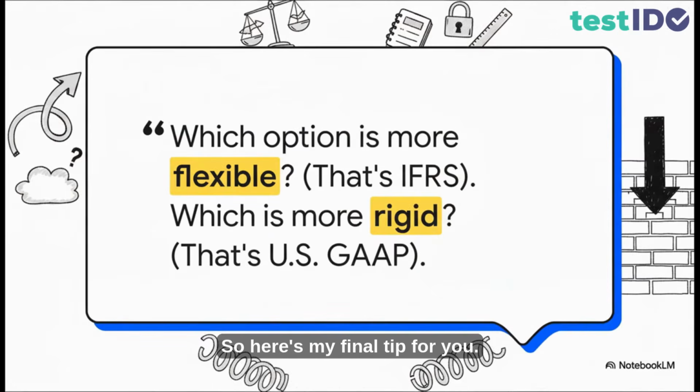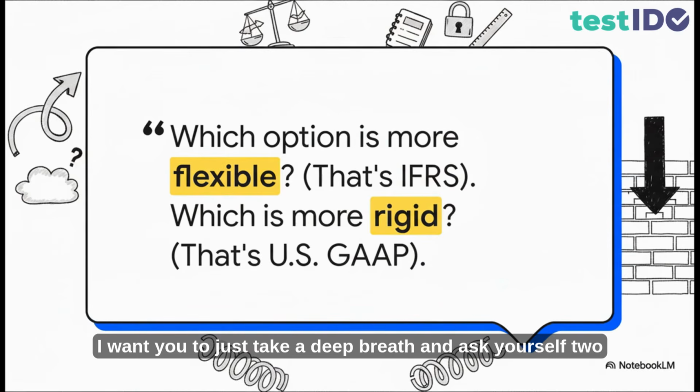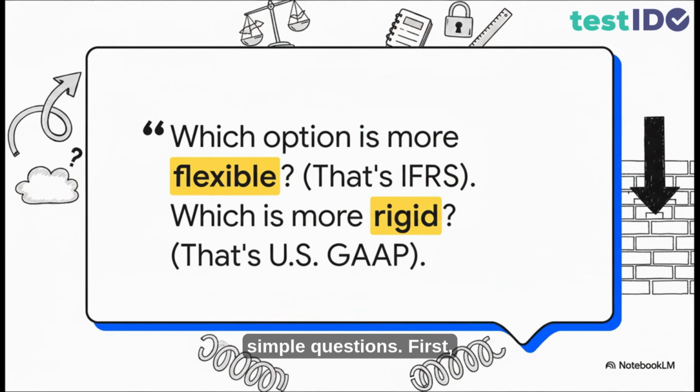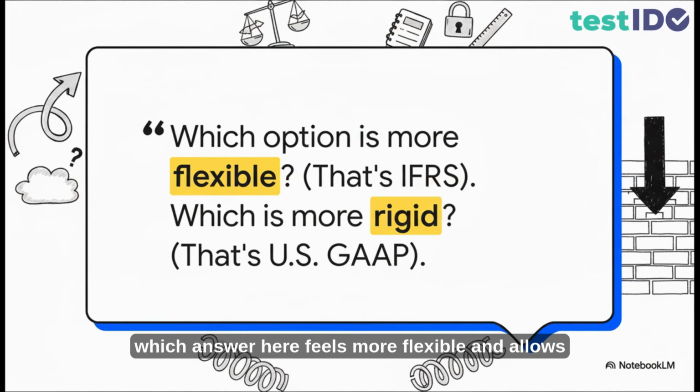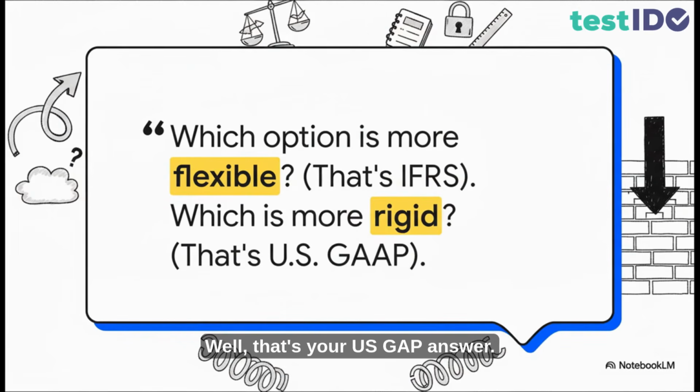So here's my final tip for you, my little secret weapon. If you are ever stuck on a GAAP versus IFRS question on the exam, I want you to just take a deep breath and ask yourself 2 simple questions. First, which answer here feels more flexible and allows for more professional judgment? That's almost always going to be IFRS. Then ask, which answer feels more rigid, more conservative, more rule-based? Well, that's your US GAAP answer. It's a fantastic mental shortcut that really works.